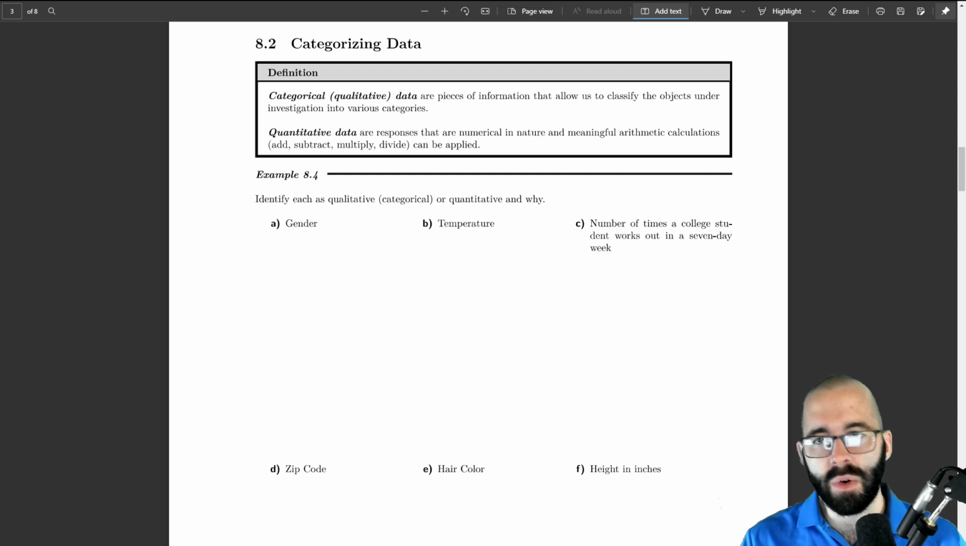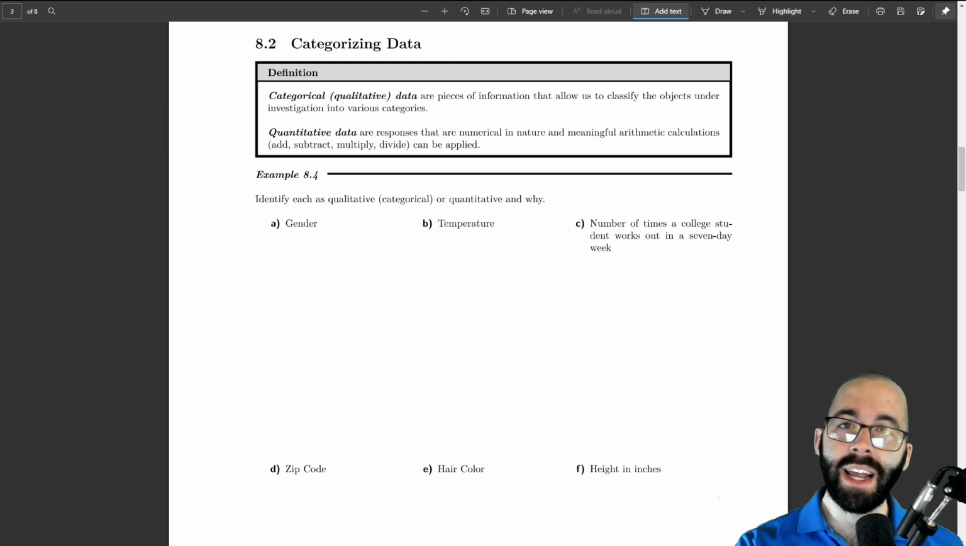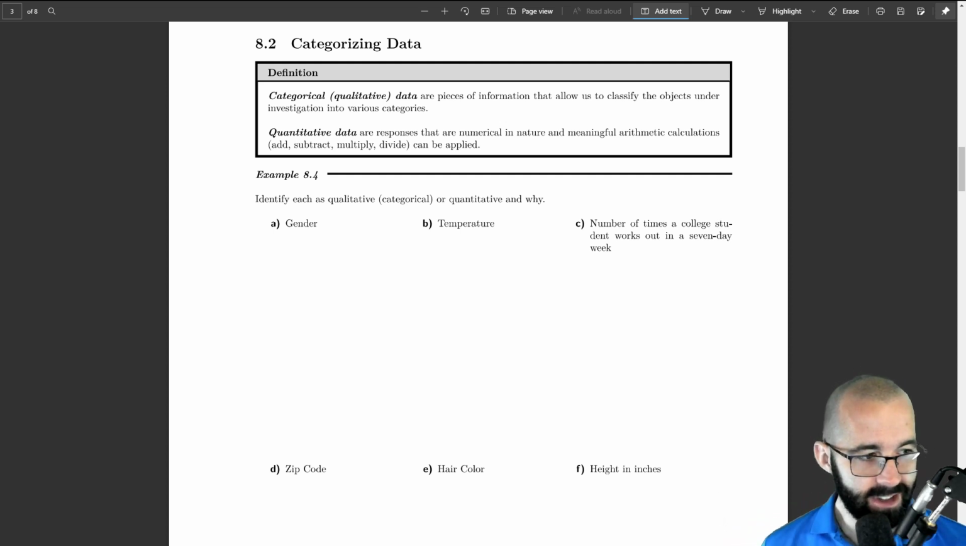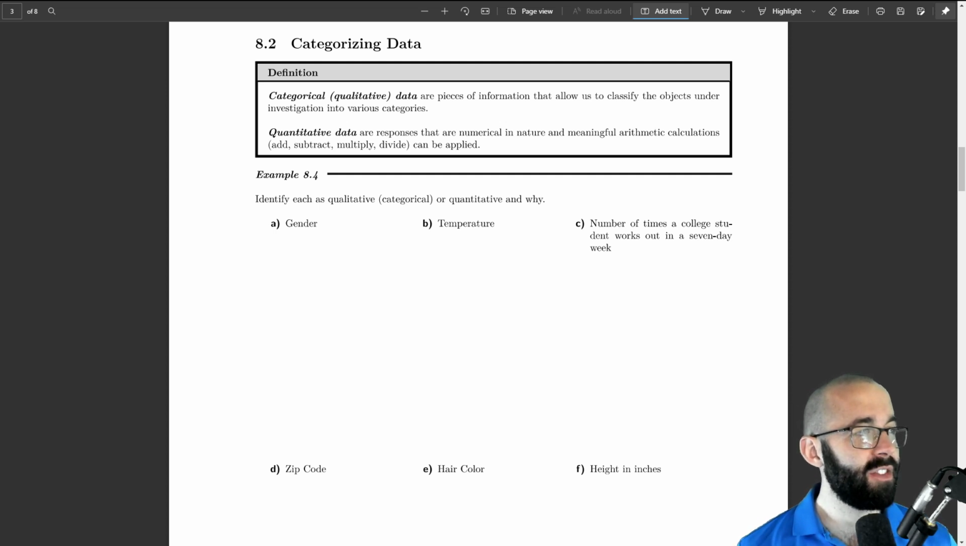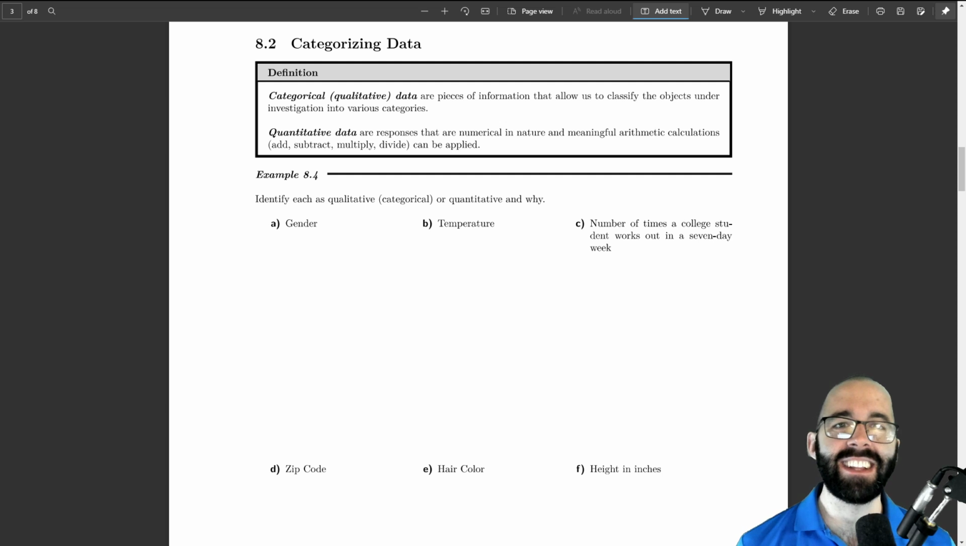So in short, categorical or qualitative data are pieces of information that allow us to classify the objects under investigation into various categories. So maybe this is the color of my hair, color of a shirt. These are terrible things to come up with. The kind of car you drive, the kind of TV you own, how happy you are with your math videos, something like that.